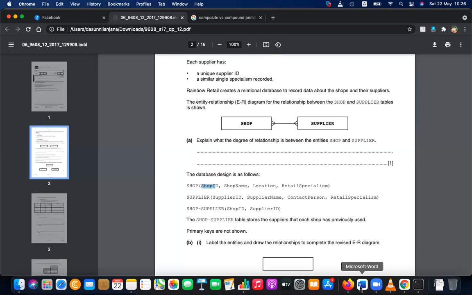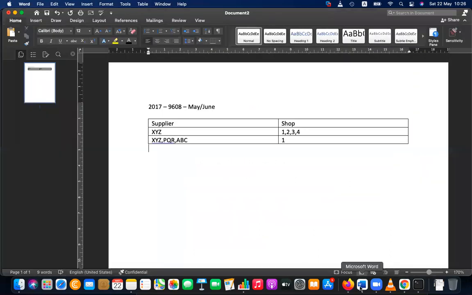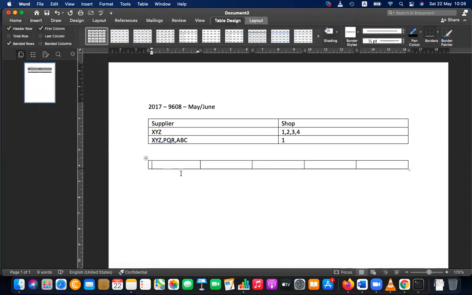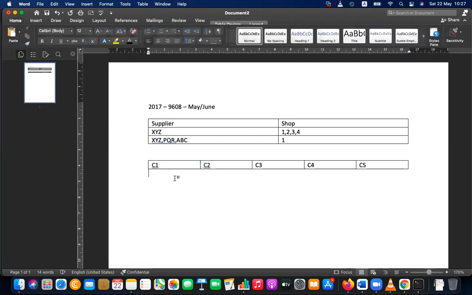So this is my table. Let's say this is column 1, this is column 2, this is column 3, this is column 4, and this is column 5. Let's say column 1 and column 2 together create the primary key. This is a composite key.